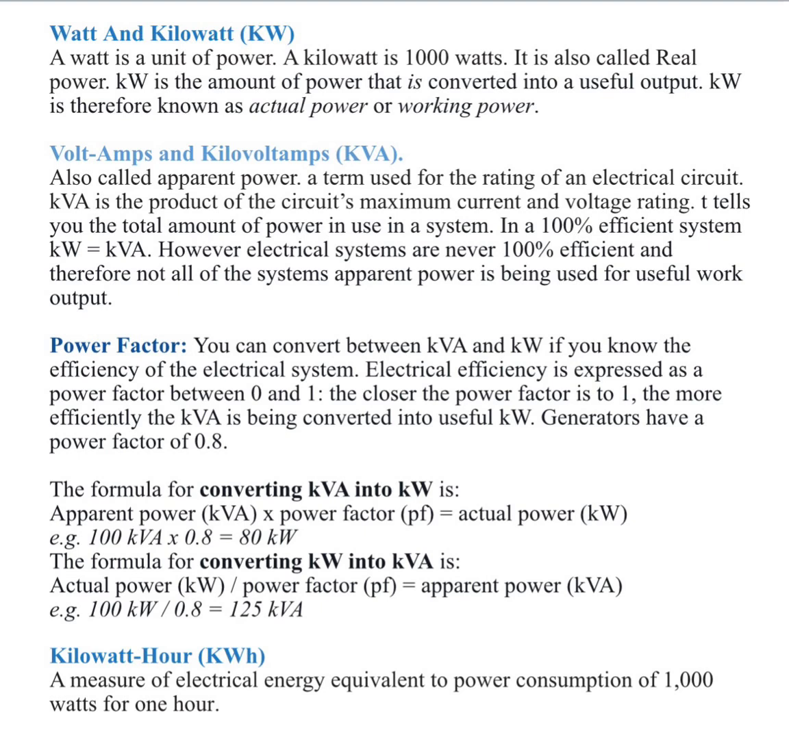So what then are volt amps and kilovolt amps? What then is kVA? Also called apparent power, it is a term used for rating electrical circuits. kVA is a product of the circuit's maximum current and voltage ratings, which tell you the total amount of power in a system.